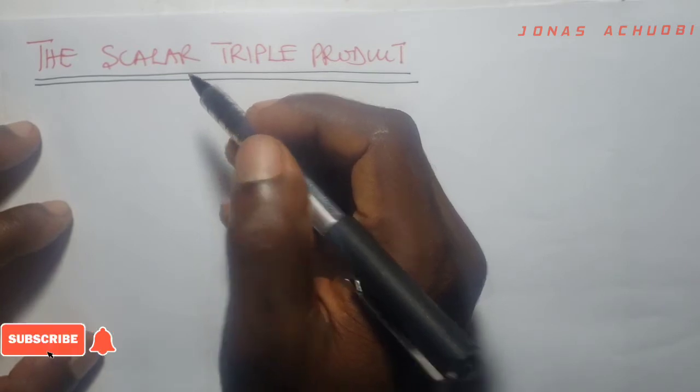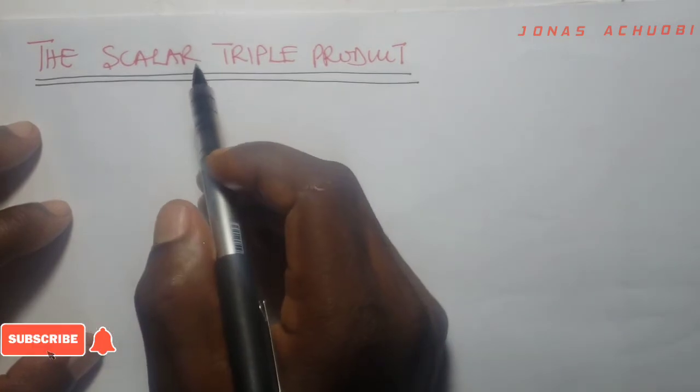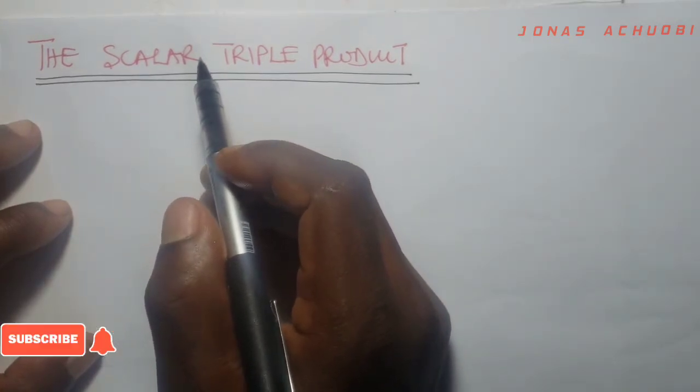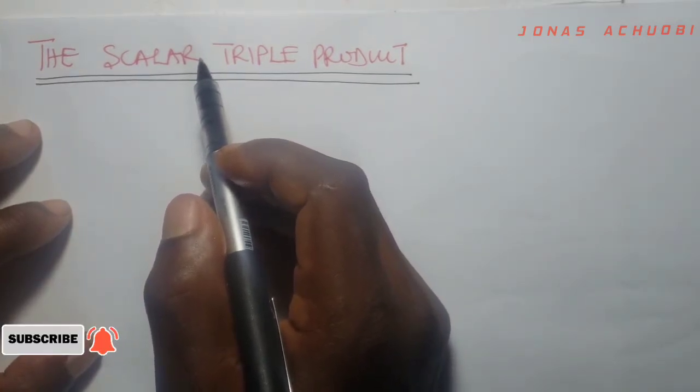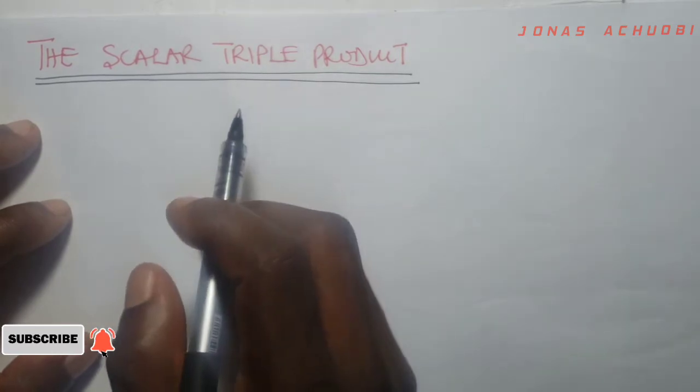Today we shall be discussing the scalar triple product of vectors. But before now, we've discussed two other kinds of product, namely the dot and cross product of vectors. So I suggest you please watch those videos before coming back to this one.